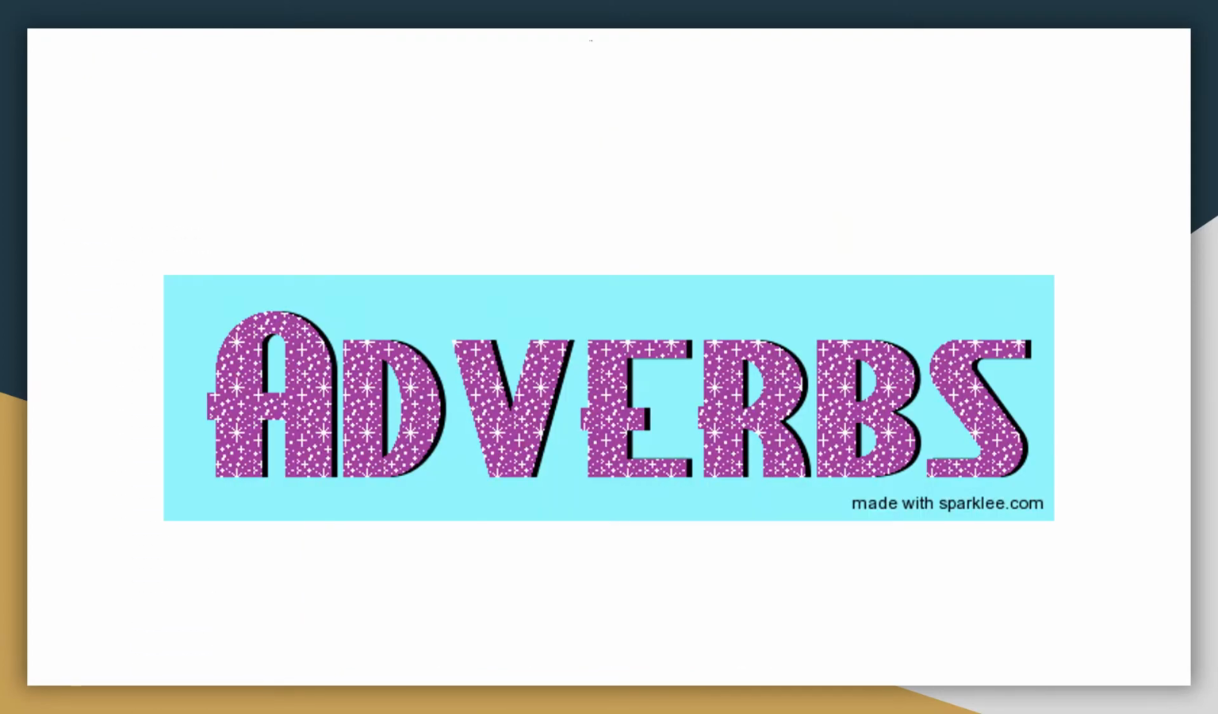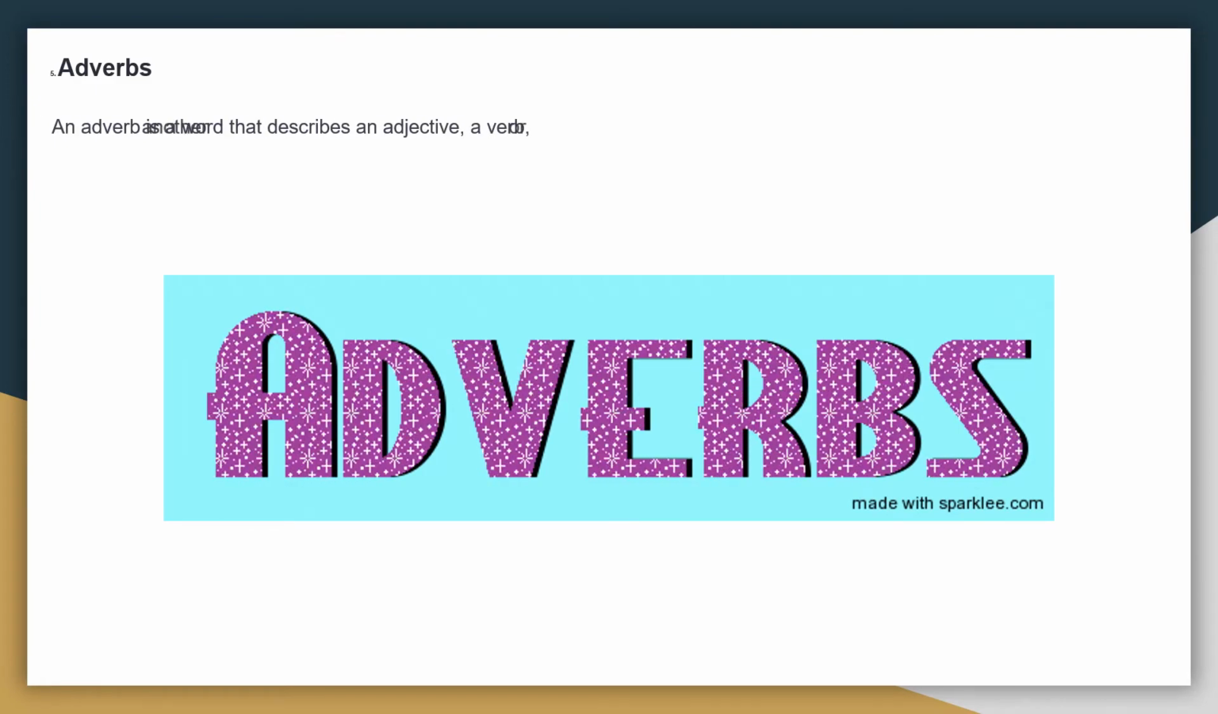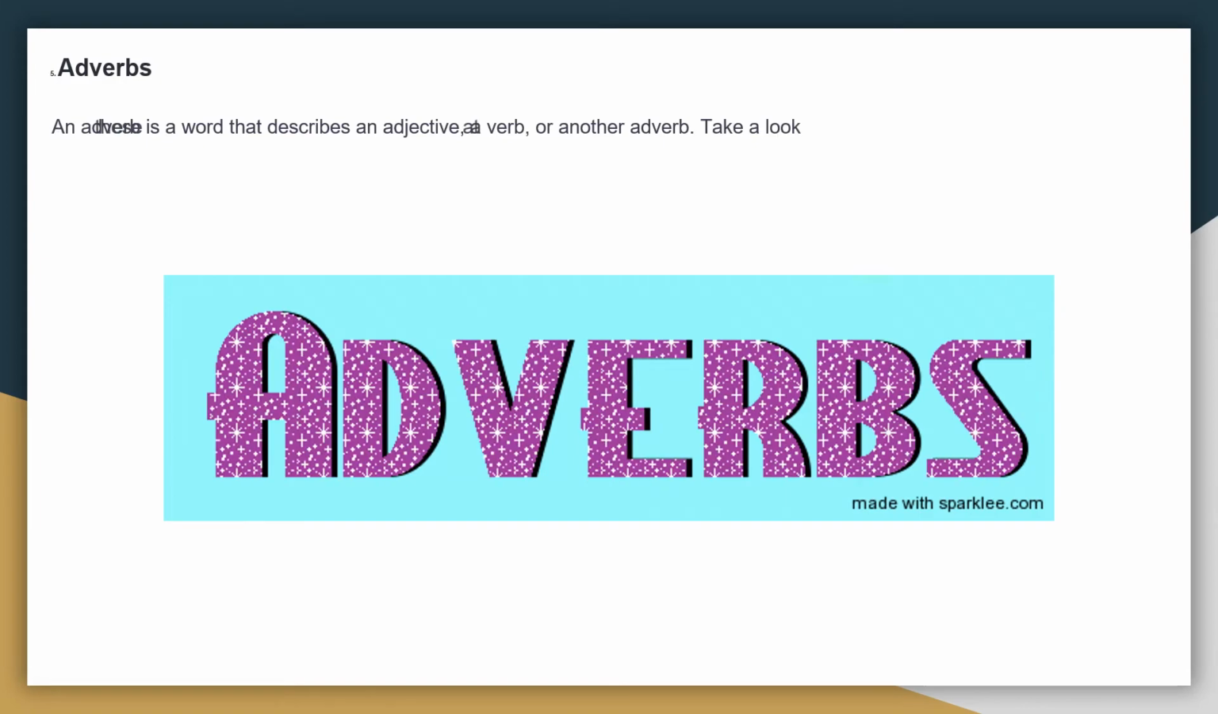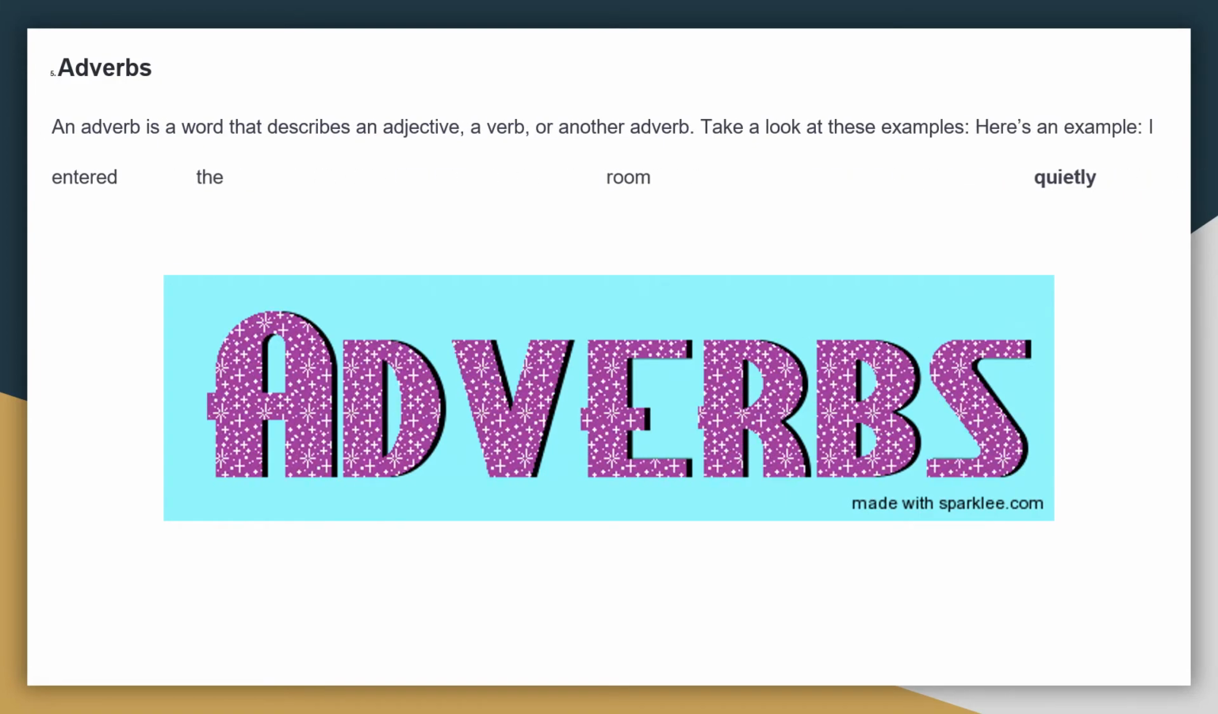Adverbs. An adverb is a word that describes an adjective, a verb, or another adverb. Take a look at these examples. Here's an example: I entered the room quietly. Quietly is describing how you entered the room.